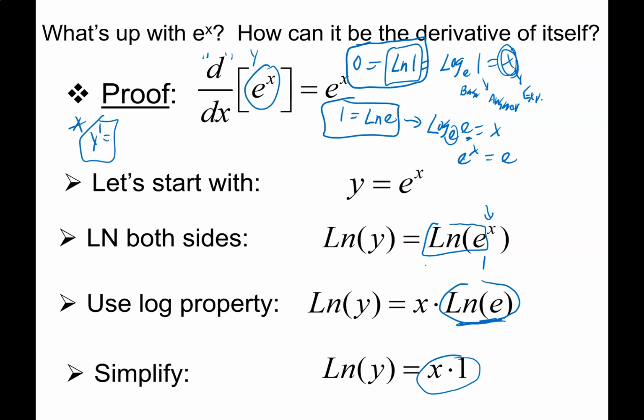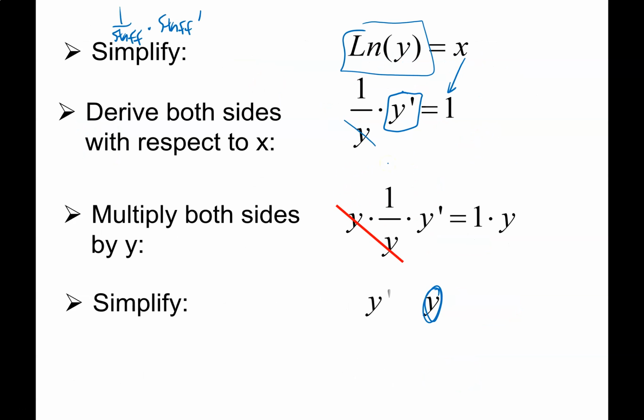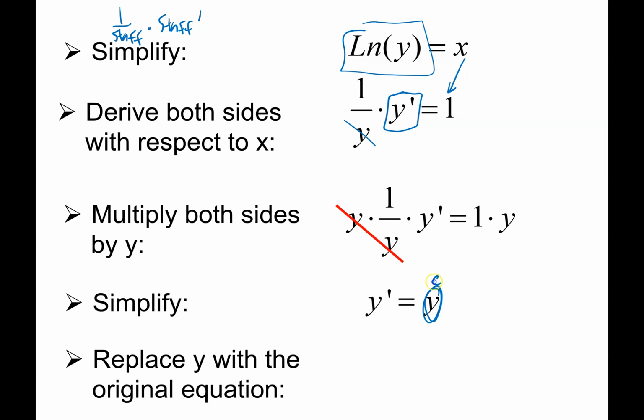So I'm going to go back, and way back at the beginning, what was it that I called y? Let's just see. Oh, I started with y equals e to the x. So then, if y is e to the x, then y prime is e to the x. So therefore, QED, quod erat demonstrandum, thus it is demonstrated, the derivative of e to the x is in fact itself.